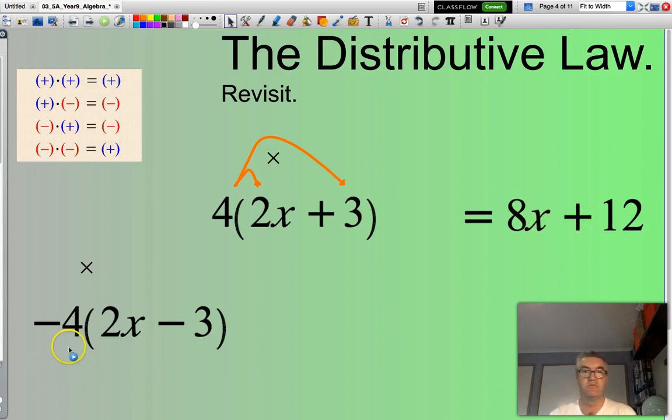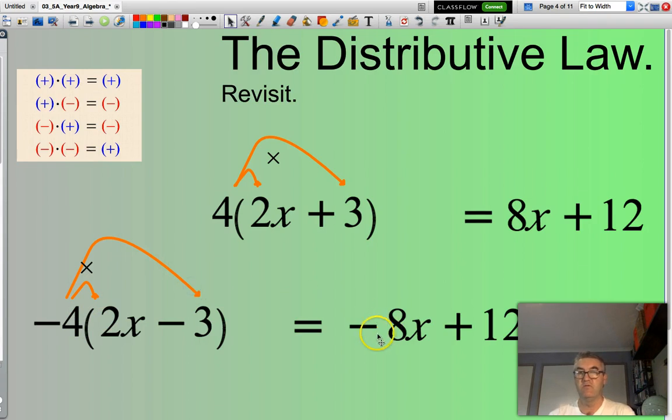Look at the next one. This time we have a couple of negatives to consider. I need to multiply the negative 4 by the 2x and the negative 4 by the negative 3. That will give me negative 8x plus 12. Plus 12, because a negative multiplied by a negative is a positive, just like we have up here. And negative 8x, because a negative multiplied by a positive is a negative.